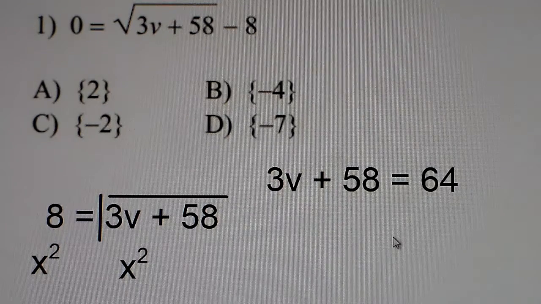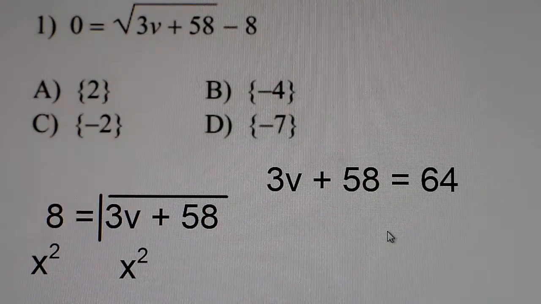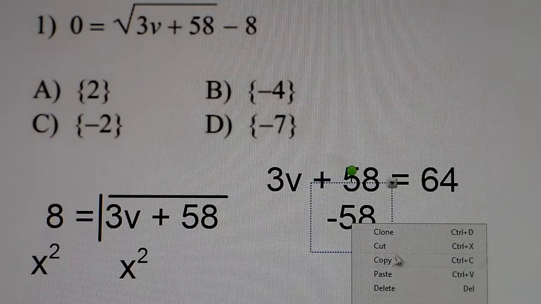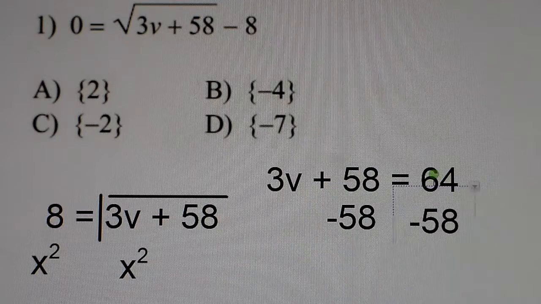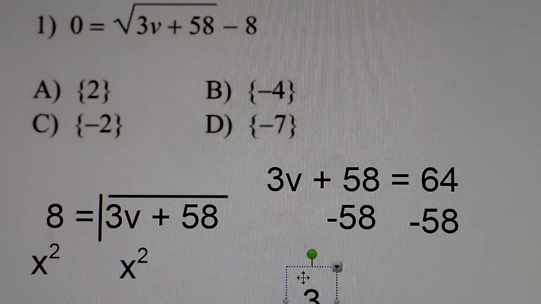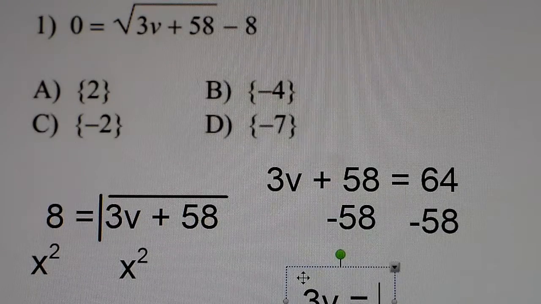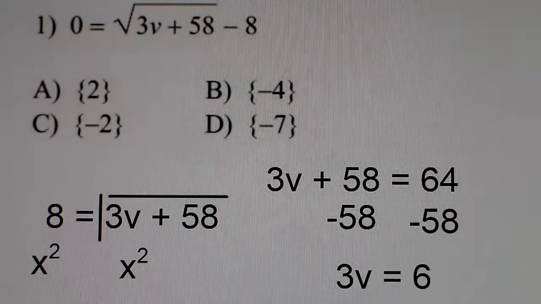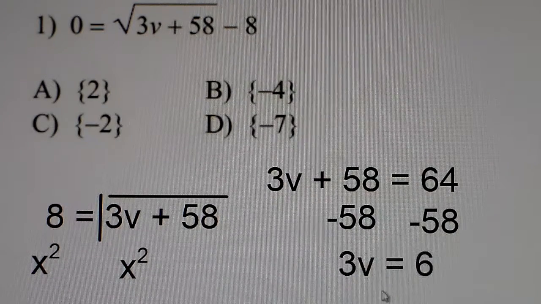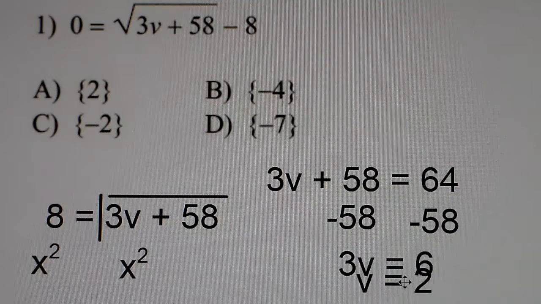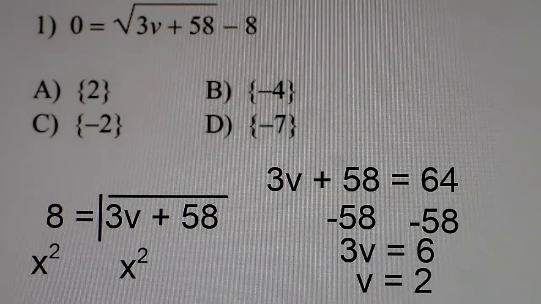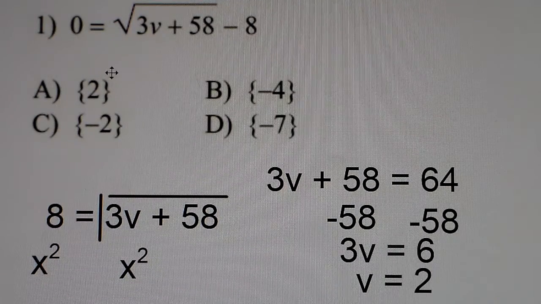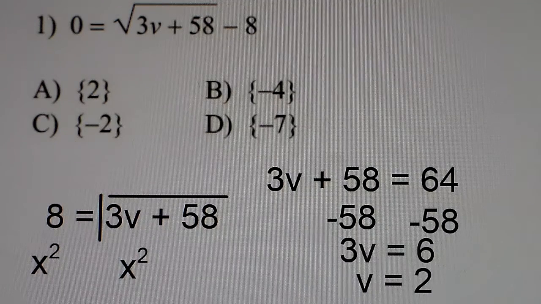Now it's just a regular two-step equation. You subtract 58 from both sides and divide by 3. So let's do that. Subtract 58, then we have 3v equals 6. Divide by 3 to both sides and you get v equals 2. So that's problem number 1. The answer would be positive 2. So 1 is A.